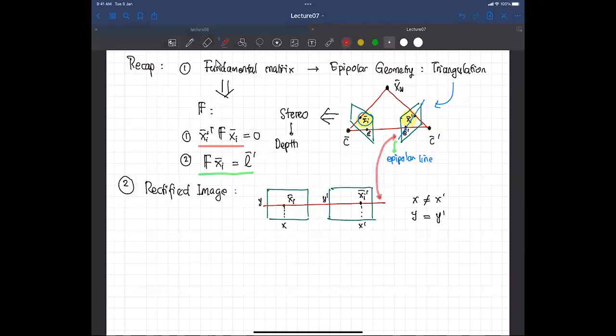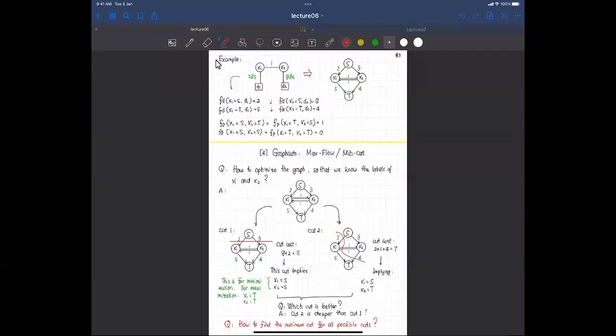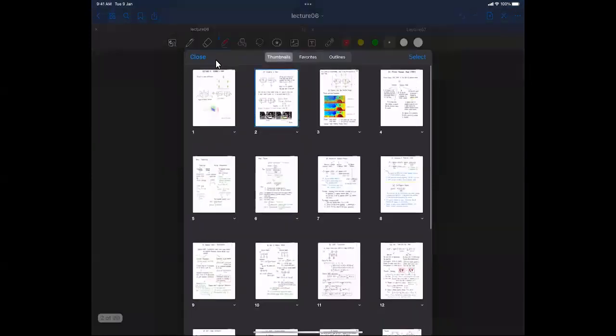Given any image, like in the triangulation example, we can convert those images to rectified images using the fundamental matrix, because the red line and the blue line are the same thing. Any questions, anyone? Okay, if there is no question, if we use rectified images, the search will be much simpler. I'll show you a real case of rectified images.